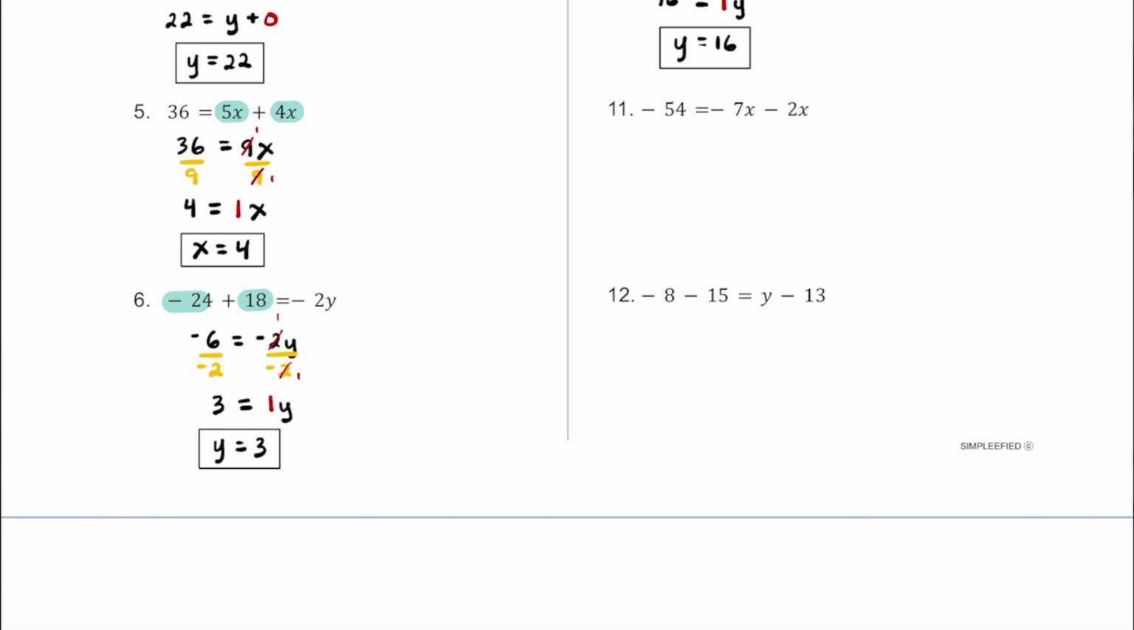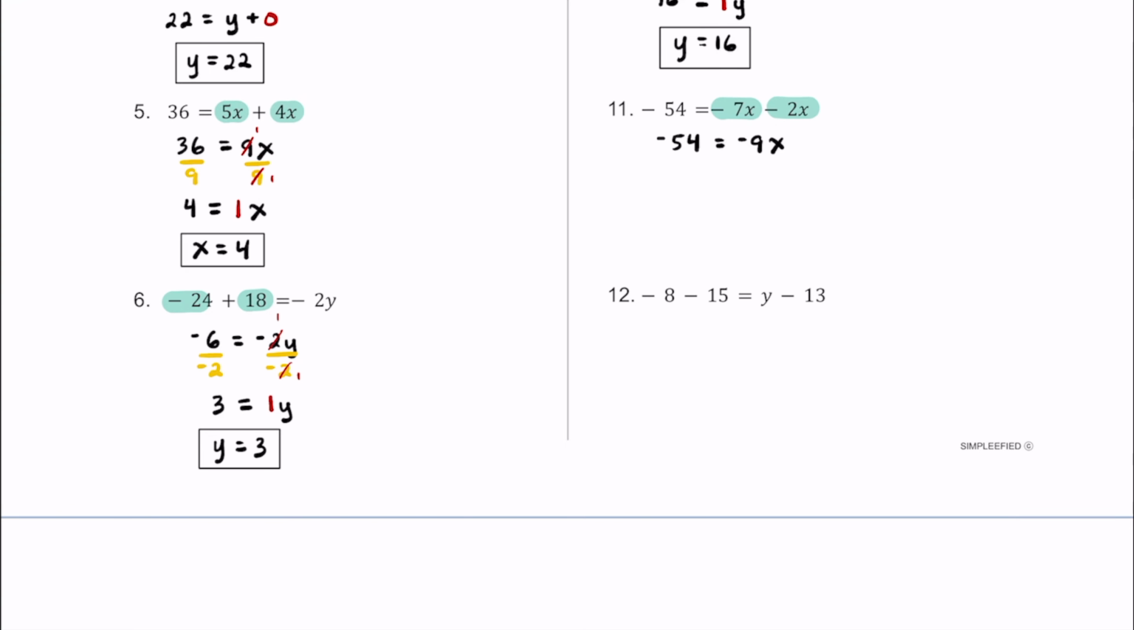So for number 11, we have negative 54 is equal to negative 7x take away 2x. Okay, there are no like terms on the left side, but on the right side, we have negative 7x. This is minus 2x, but you can think about it as plus another negative 2x, so it's a negative plus a negative. So negative 7 and negative 2 make negative 9. So we can combine those like terms on the right side and say negative 54 is equal to negative 9x.